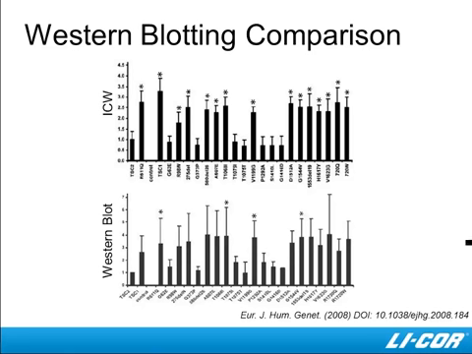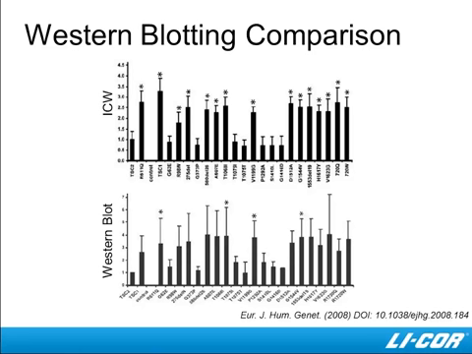Now, there's two key things when you look at this data. The first thing to keep in mind is the trends are very similar. When you see high levels of phosphorylation with a Western blot, you see high levels of phosphorylation with an In-Cell Western. Conversely, if you see low levels of phosphorylation or no phosphorylation with a traditional Western blot, you see low levels of phosphorylation or no phosphorylation with the In-Cell Western. So we're not changing the data we're getting.